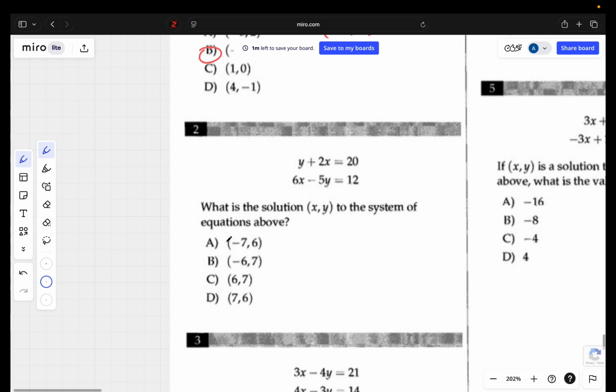Question 2. Again, it would be better to use Desmos for this. y plus 2x is 20.